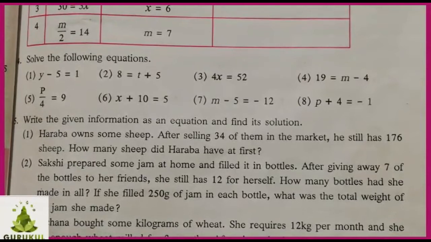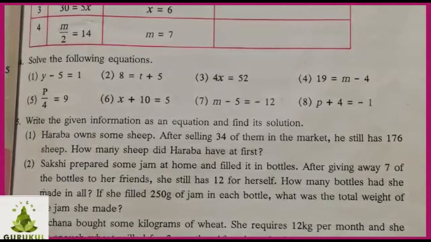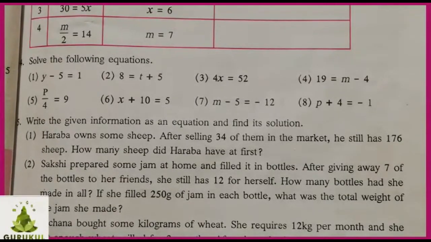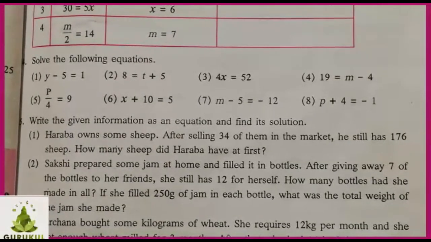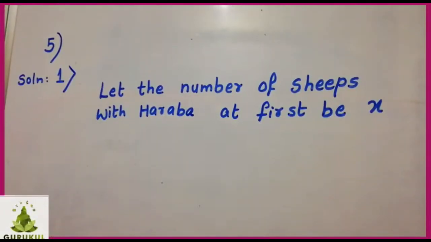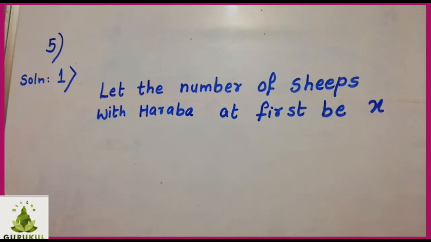If Harba has x number of sheep, that will be the first statement. Let the number of sheep with Harba at first be x. Now after selling 34 of them in the market, he still has 176 sheep.